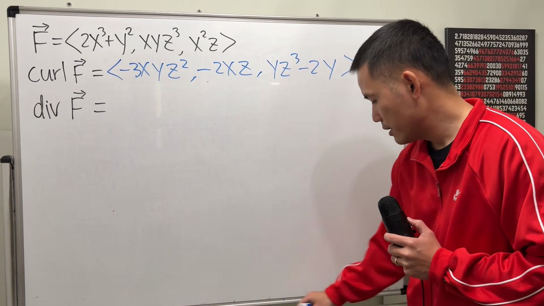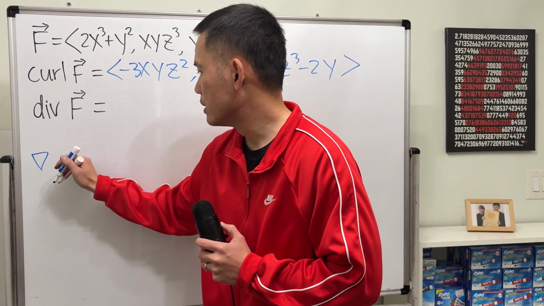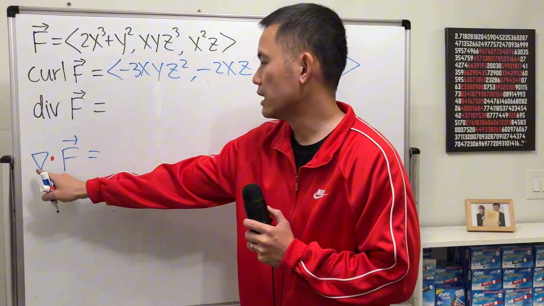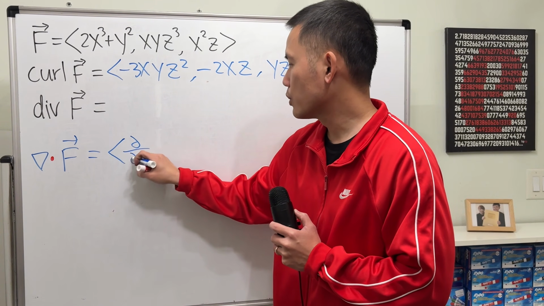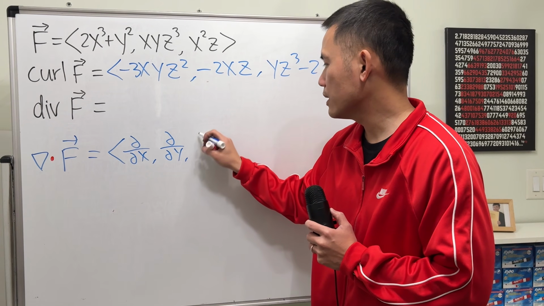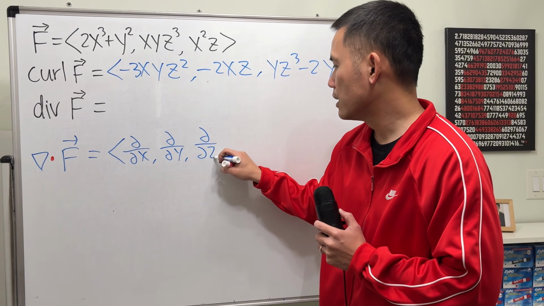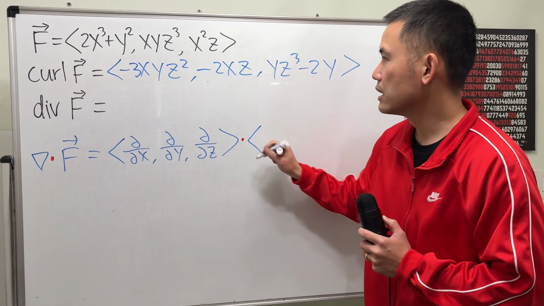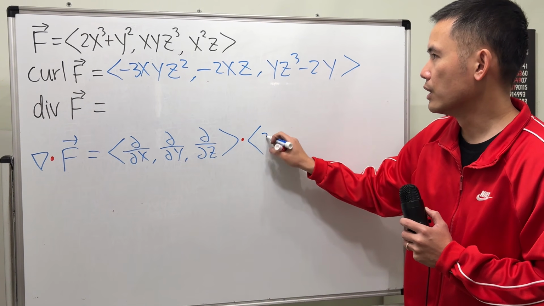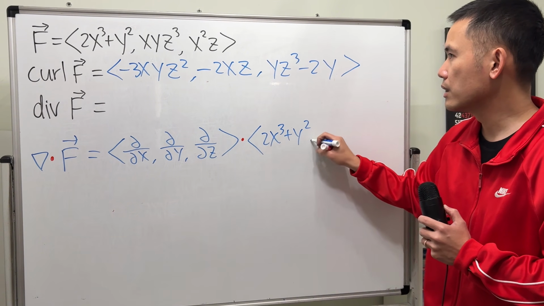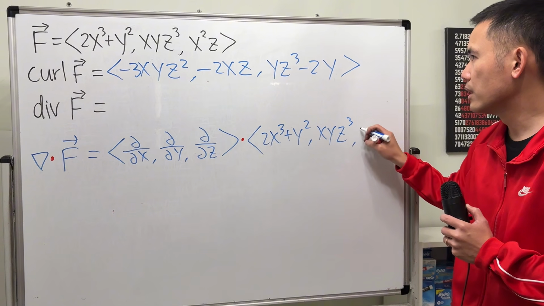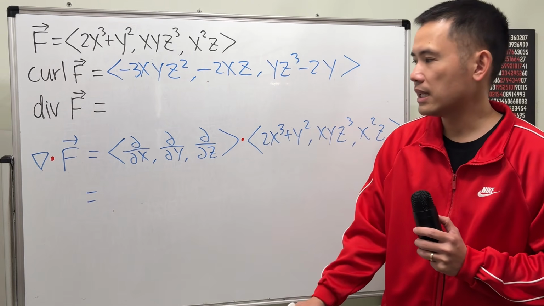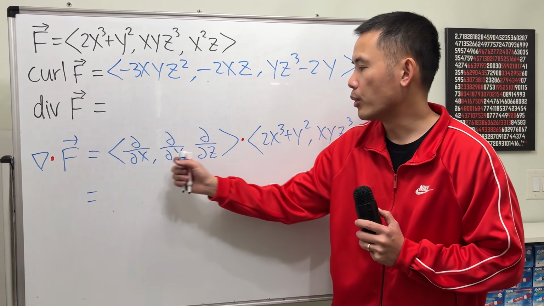So by definition, divergence is the del with the dot product and then the vector field. So in this case, what we'll be doing is that the del is this vector, partial with respect to x, with respect to y, with respect to z. And remember, this right here are just the operators. And then we're dotting with these components right here, right? This vector field, so 2x third power plus y squared, xyz third power, x squared z. Okay. For the dot product, you just do multiplication component-wise.